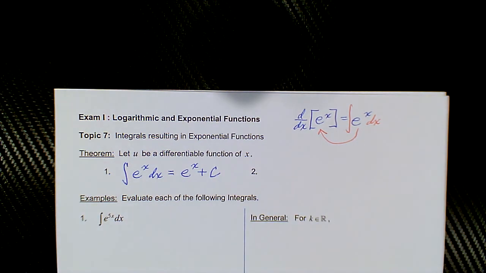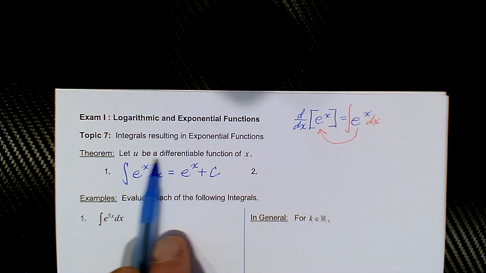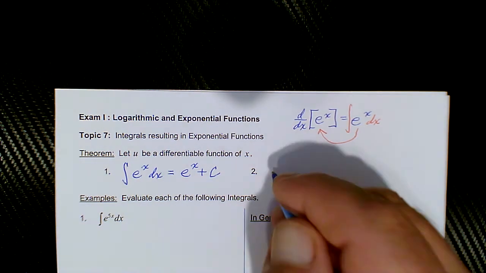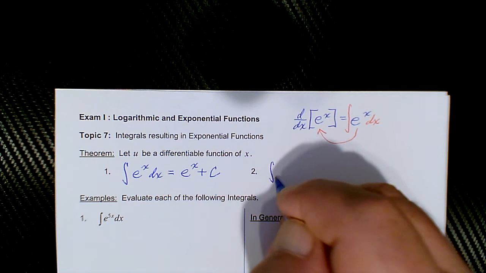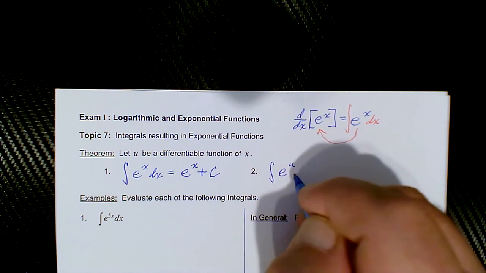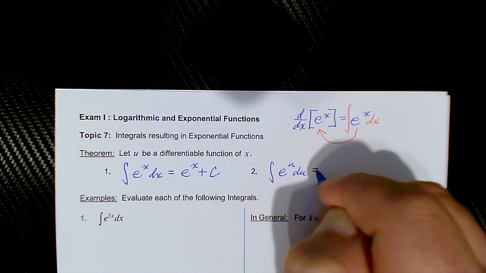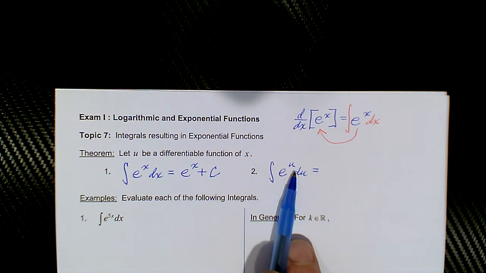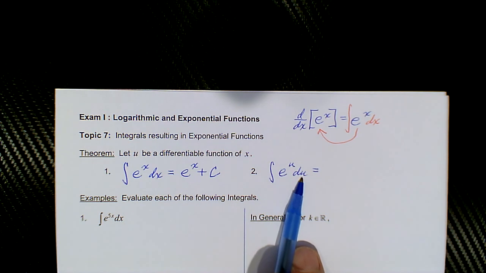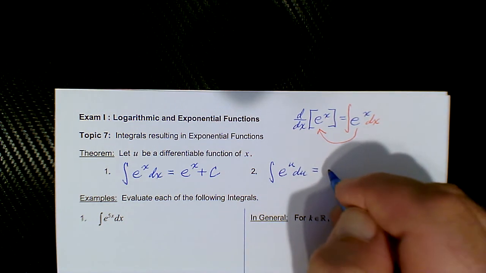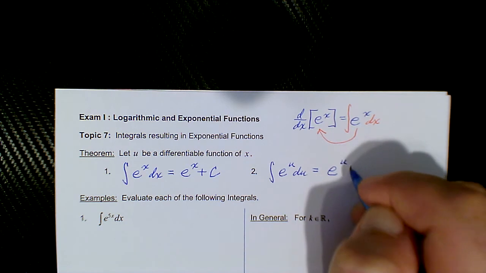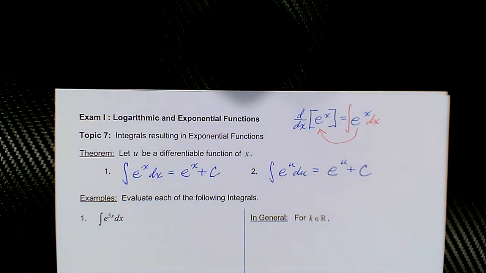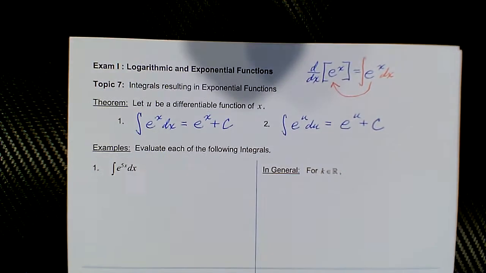And then we have the chain rule version, and we have the disclaimer here, let u be a differentiable function of x. So if we have something that fits the form of e to the u with respect to u, as long as we make the appropriate change of variables or u substitution, or we pick u to be the power on e and satisfy the du, then the integral of e to the u with respect to u should become e to the u plus our constant. So those are two new formulas you'll have to memorize.